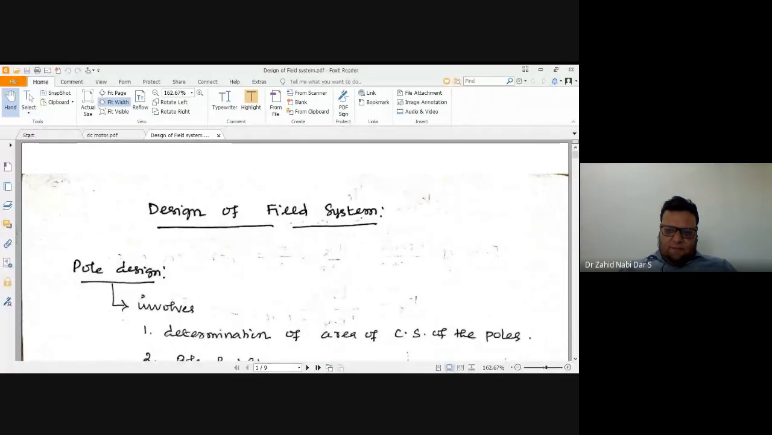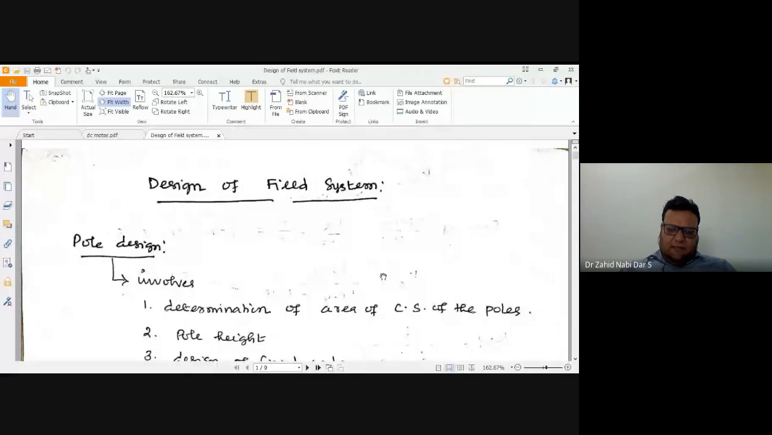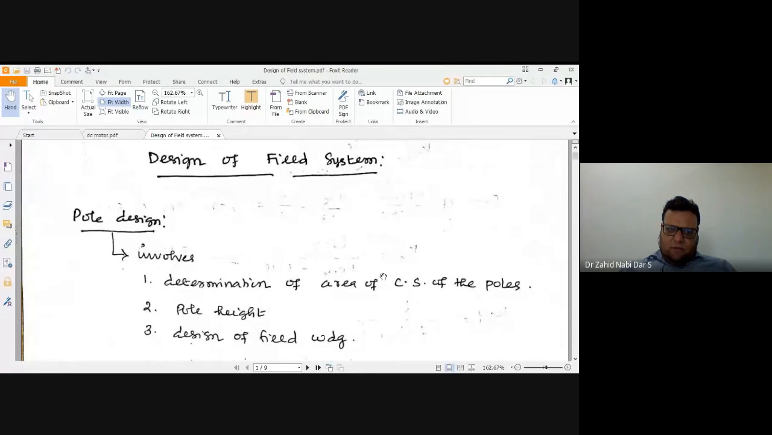Yes, sir. Design of field system: we have two types of motors. One is the DC series motor, another is the DC shunt motor. As far as the DC shunt motor is concerned, we can excite it separately, or the voltage source can be provided in the system itself. As far as the series motor is concerned, the torque is directly proportional to the flux and current, so it can never be started on no load.